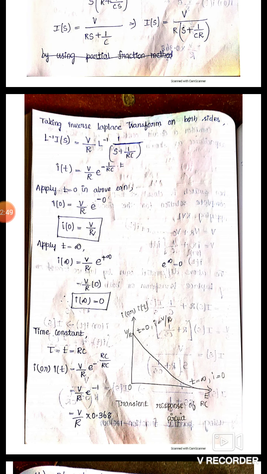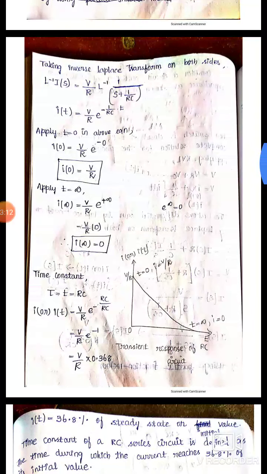Now the transient response of the RC circuit: take time on the x-axis and i of t on the y-axis. For the condition t equal to 0, the value is V by R. At the same time, when t is equal to infinity, the value reaches 0. So this is shown in the graph.